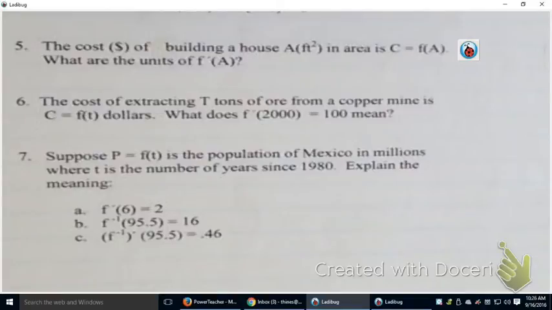5. The cost of building a house, A feet squared in area, is C equals F of A. What are the units of F prime of A? So here we're just talking about the units. We don't have to talk about what anything means. A is the X, which is the area. And then C, which is F of A, is the Y, which is the cost.